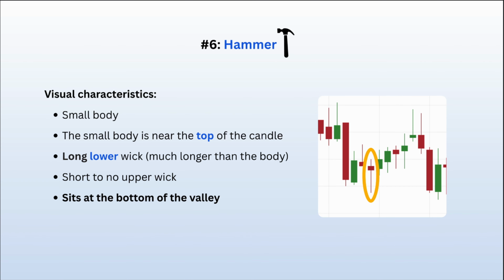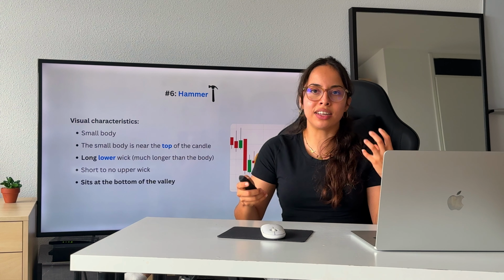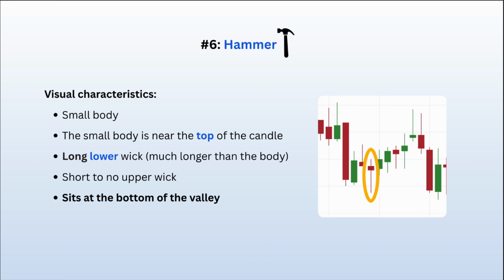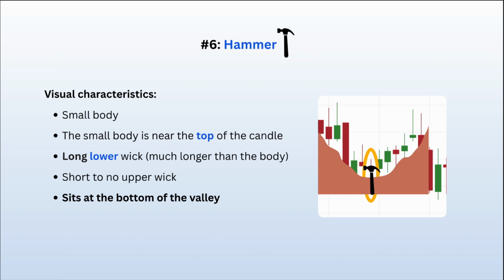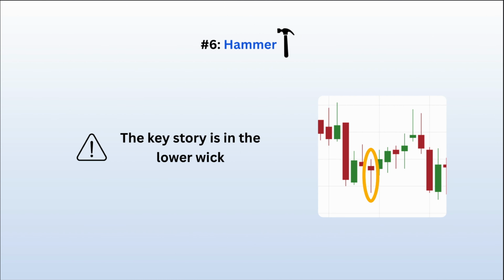And the key to the hammer candle is that it sits at the bottom of the valley. Now, I couldn't find another analogy, so I'm going to depict a valley with a hammer in the middle. This makes absolutely no sense, but I hope that because it's so random, it's going to stick with your brain. Just imagine a valley where the price follows the shape of the valley, and right at the dip, imagine a hammer. And once again, the secret of the story is in the lower wick.